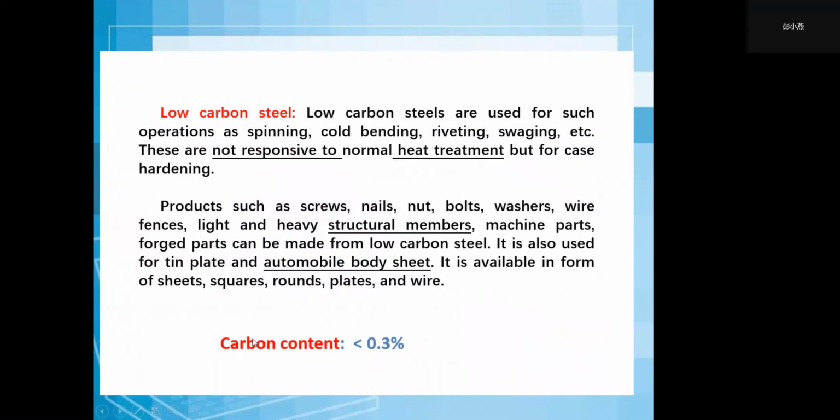And the carbon content of low carbon steel is less than 0.3%.